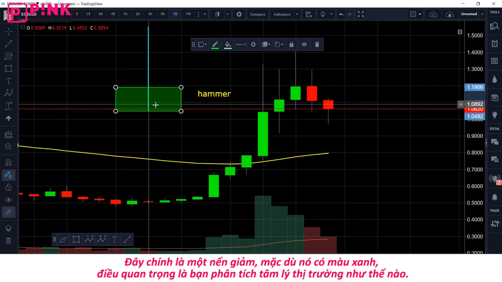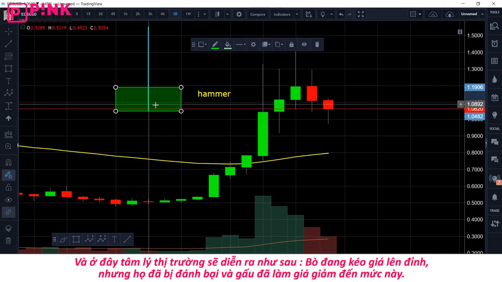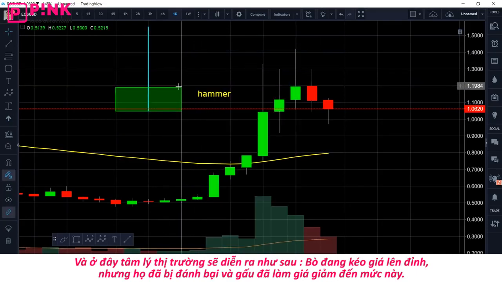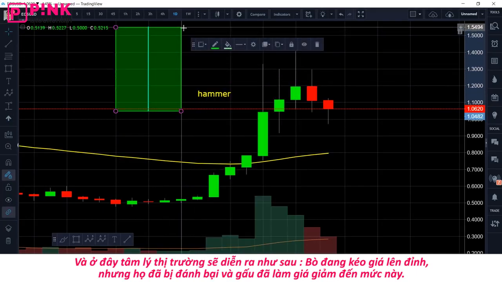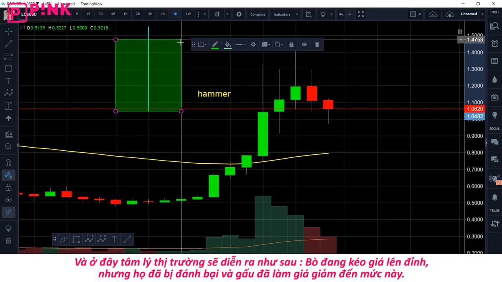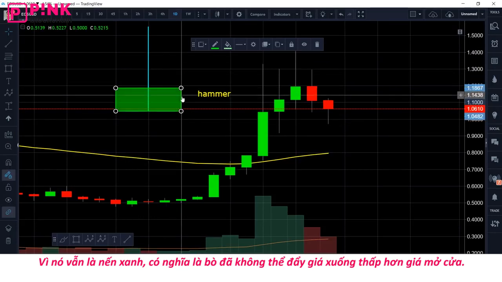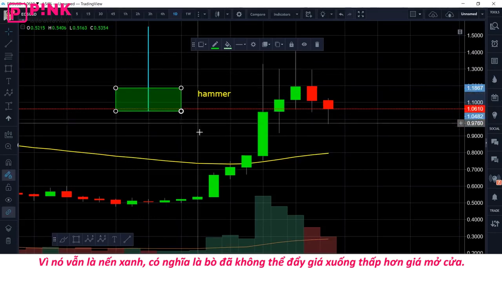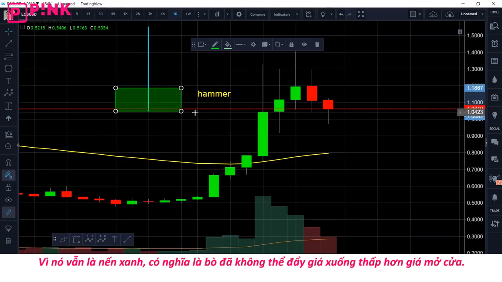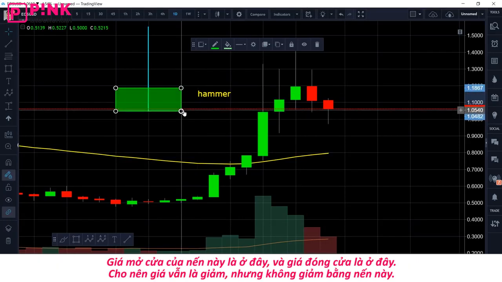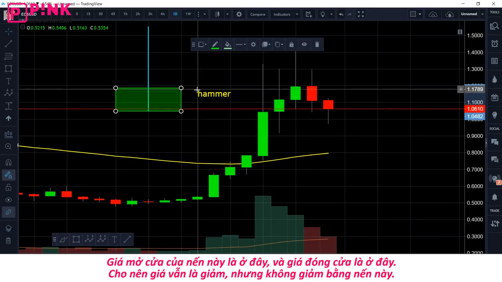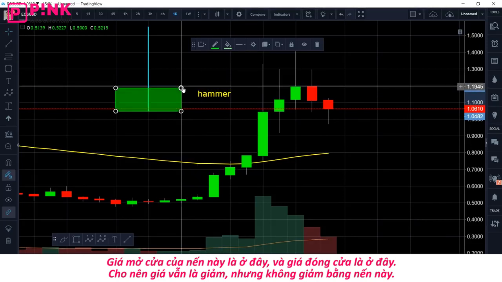This is a bearish candle regardless of how you look at it because of the market psychology. Basically, the market psychology says, guys, the bulls tried to push it all the way to the top, but they got rejected and the bears pushed it back down. Now, because it's green here still, it means it did not push lower than where the actual open of the candle was, okay? So the open is right here and the close is right here. So it's still bearish, but it's not as bearish as this candle.